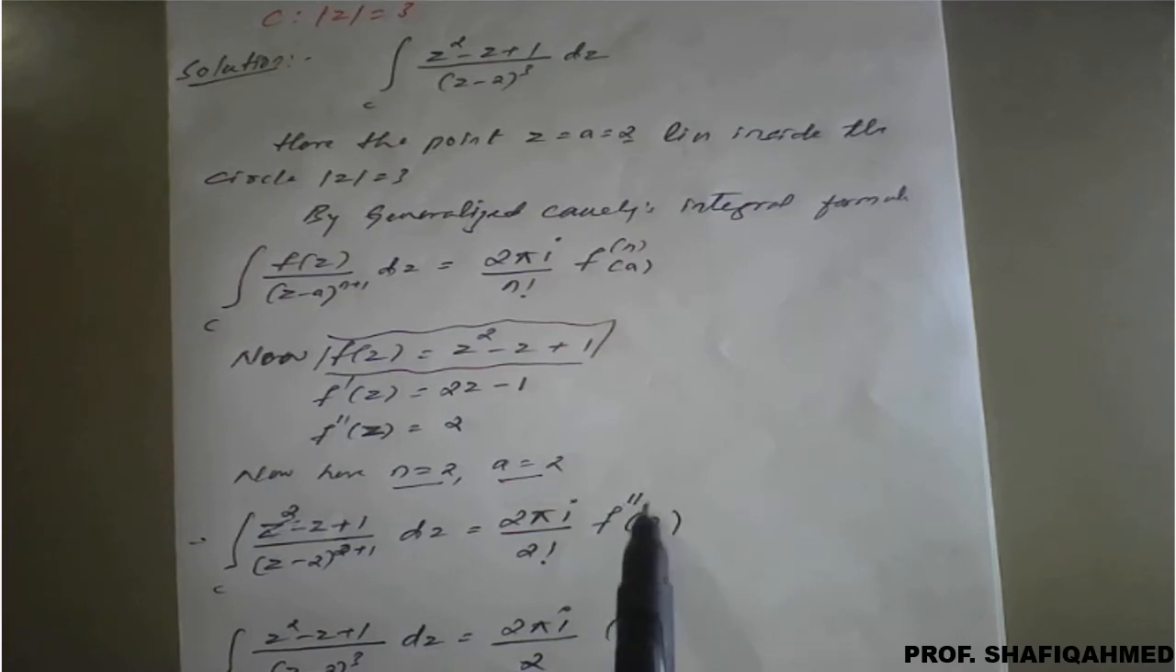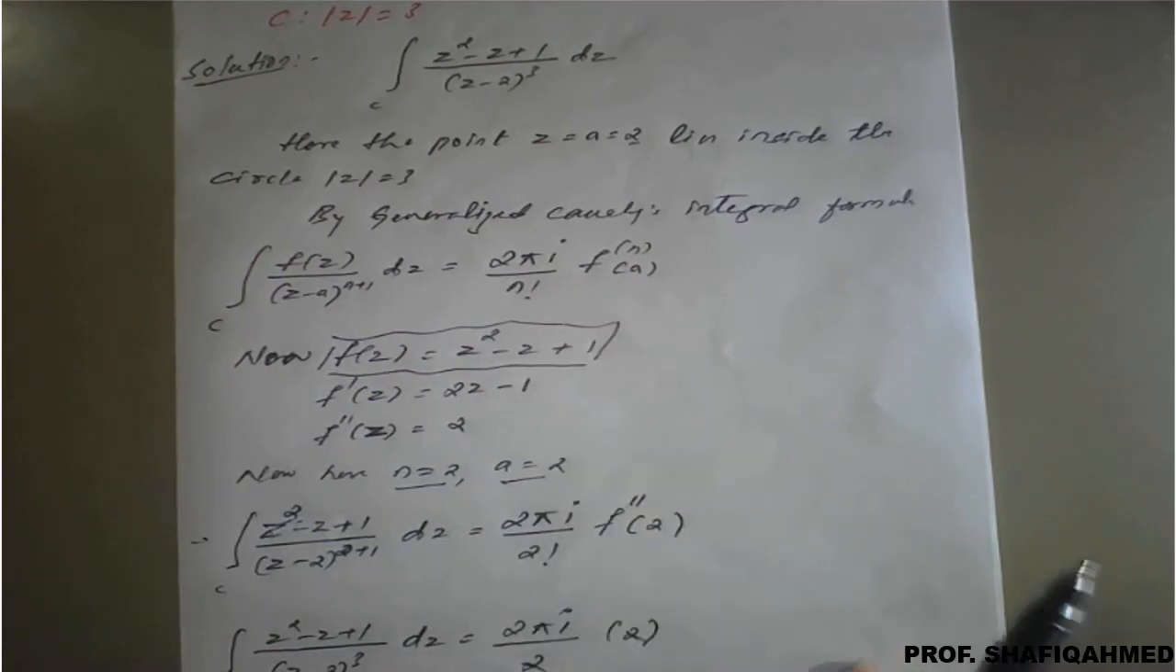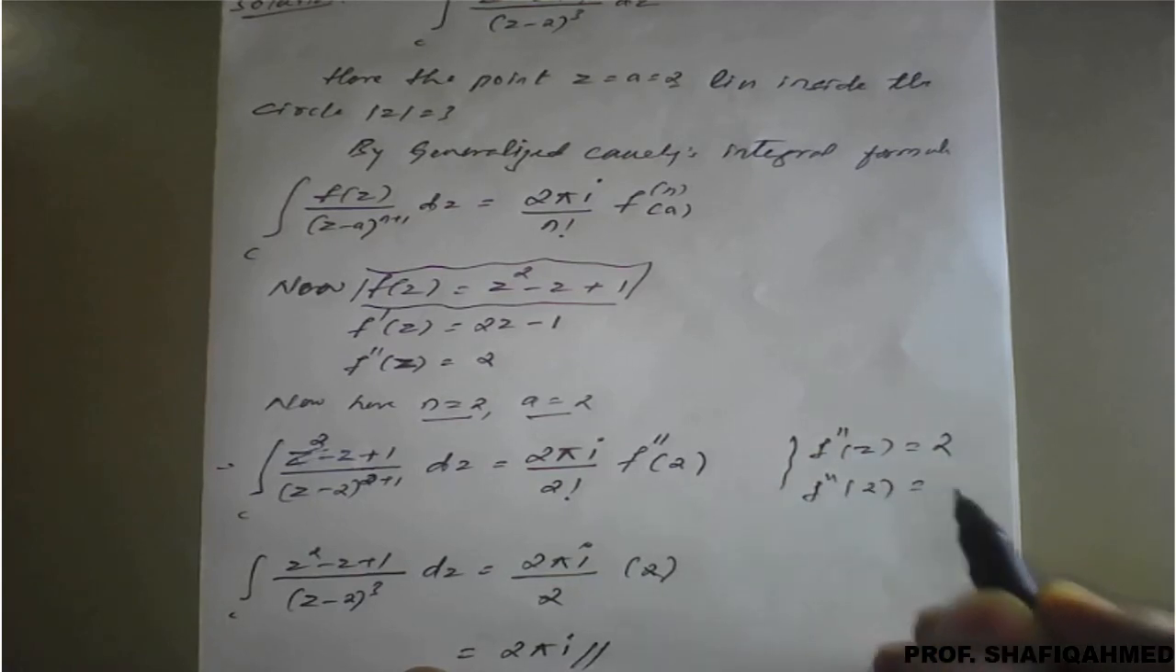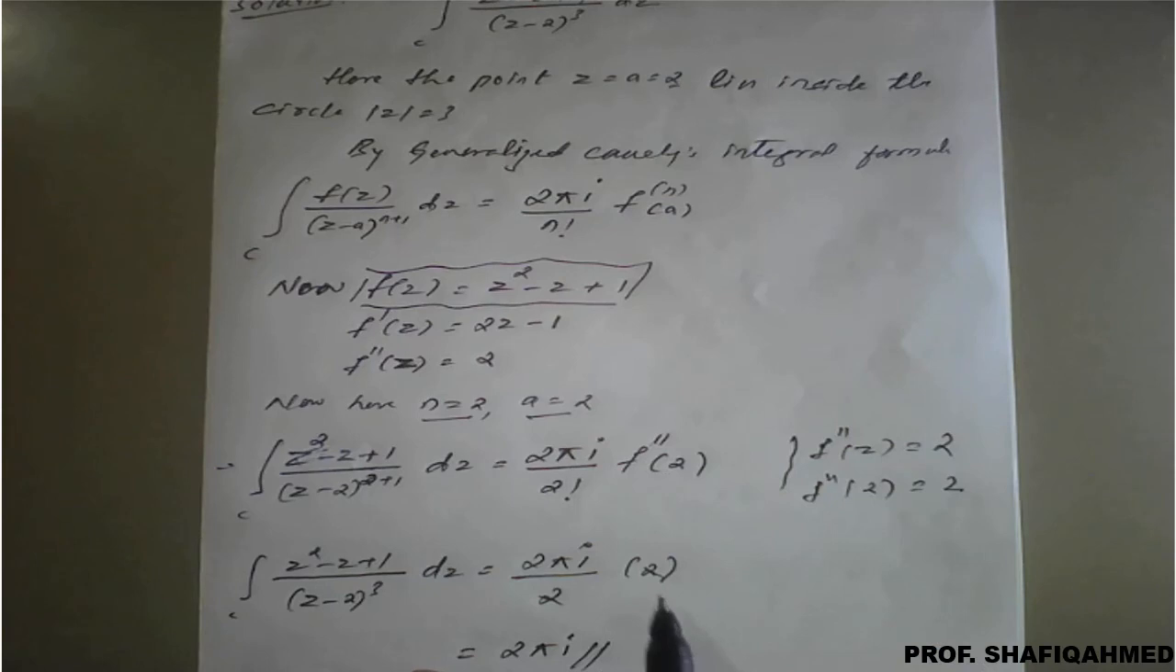So f double dash means n is equal to 2 times, at the value of a, the value of a is 2. So we know that our f double dash of z is 2. So f double dash of 2 will be again 2. That's why the value of f double dash of 2 remains 2. So this 2 and 2 get cancelled. Answer is 2 pi I.